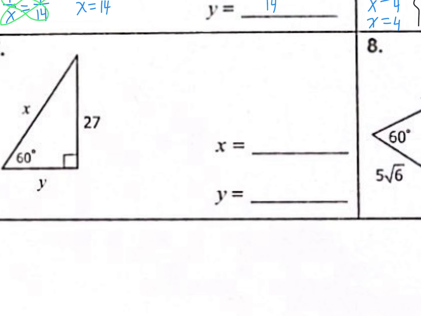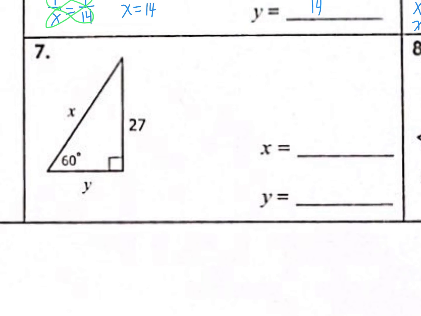So let's look at something a little bit trickier. Number 7. So again, I see the 60 degrees. If this is 60, this has to be 30. Just remember, these acute angles here add up to 90 because all 3 angles add up to 180, and 90 is already used. So as soon as I see that 30, 60, 90, I'm going to write it out. I'm going to write the pattern below it. 1, rad 3, and 2.